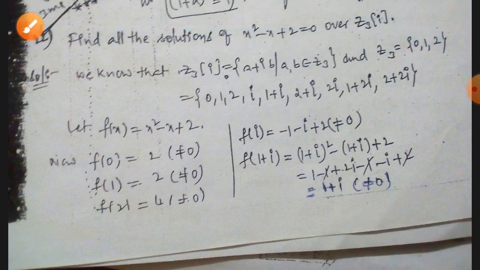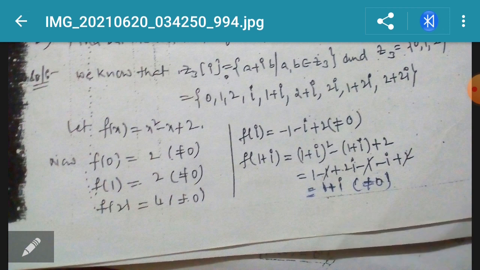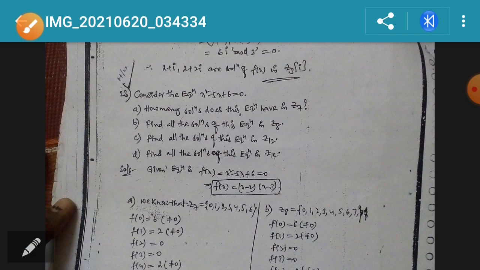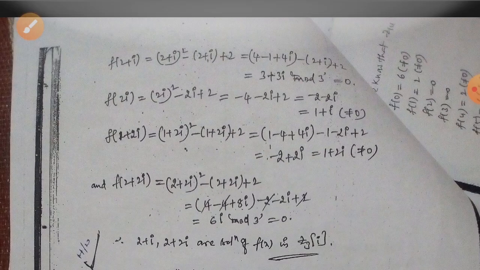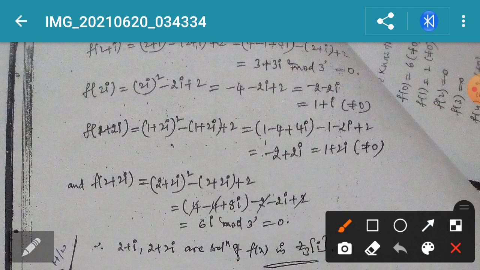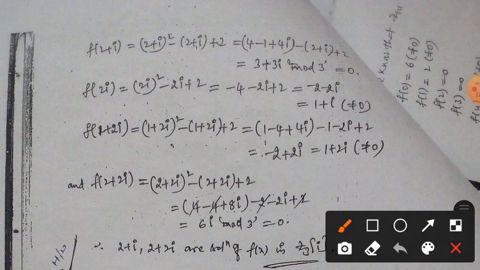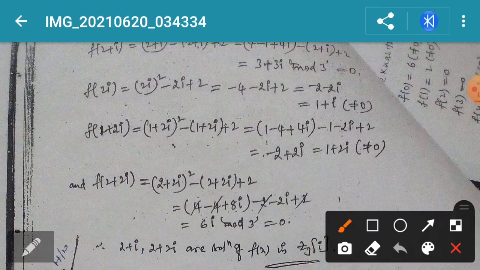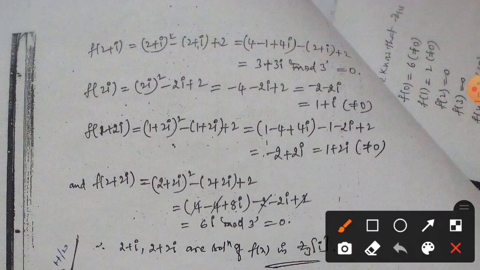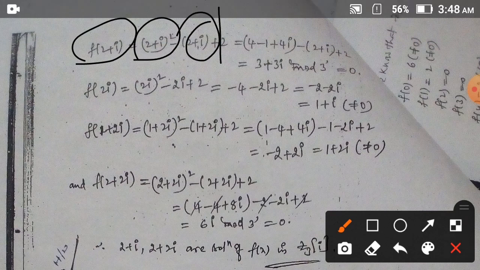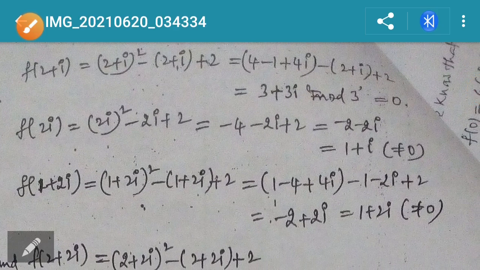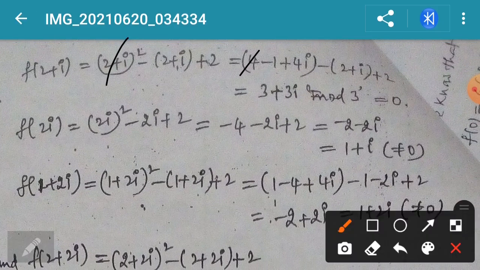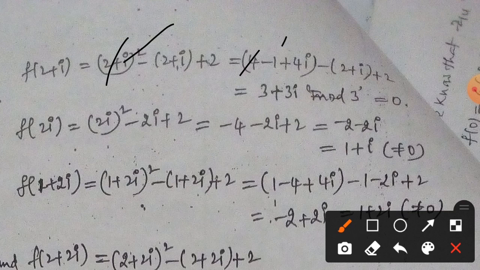After that, 1 plus i, then simplify. Next, 2 plus i. Here the solution is nothing but a, in the formation we substitute and we get the value 0, which is our solution. So 2 plus i whole square, plus 2 plus i, plus 2. Let me simplify this term: 2 plus i whole square is 2 square plus i square plus 2ab. I square value is minus 1, and 2ab is 2 times 2 times 1, 4i.